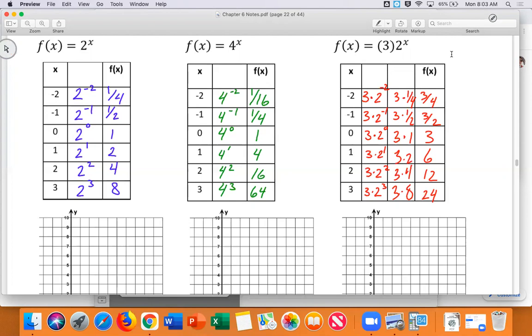You guys okay with that? Liam, you okay? All right. Now what I want you to do is plot those points on that graph. The green points on the middle graph and the red points on the right graph.